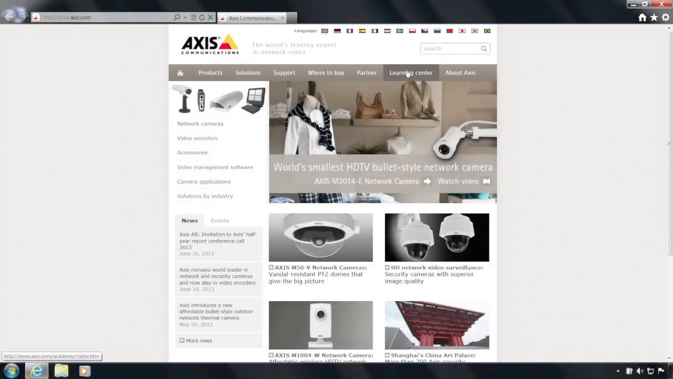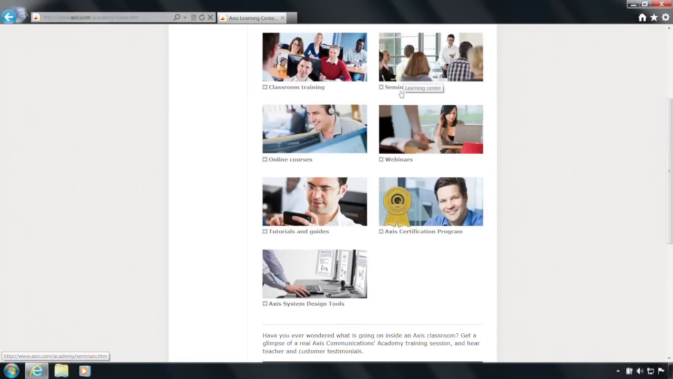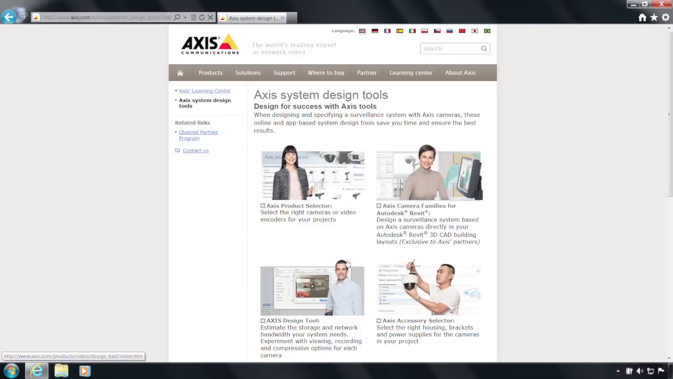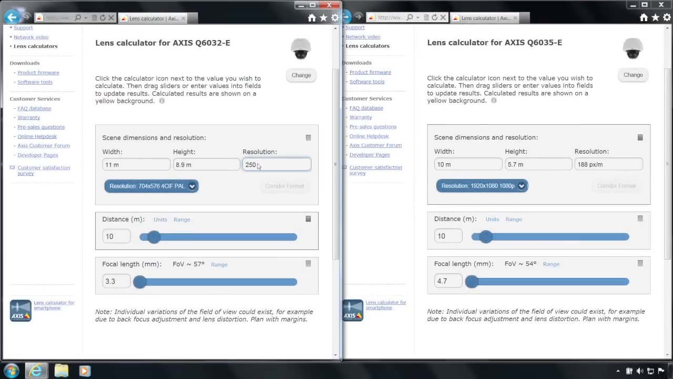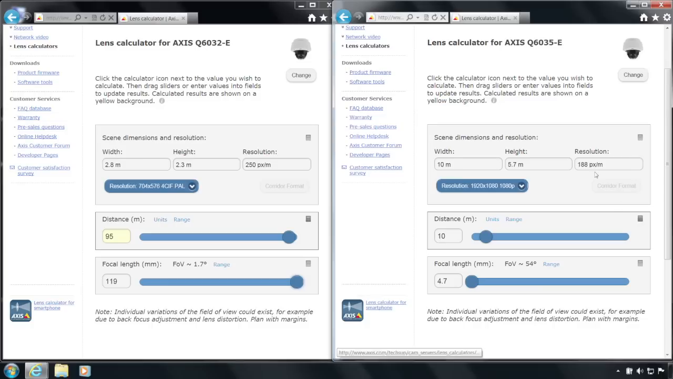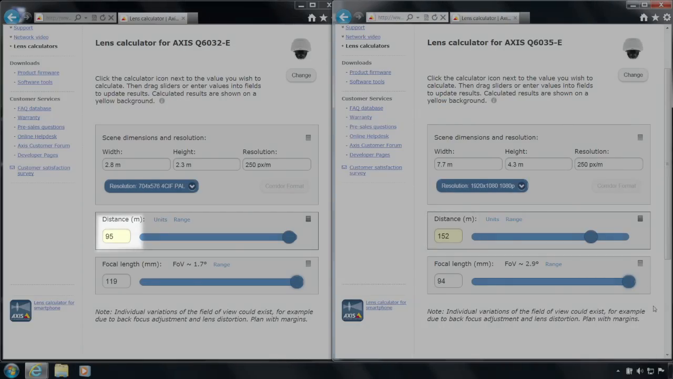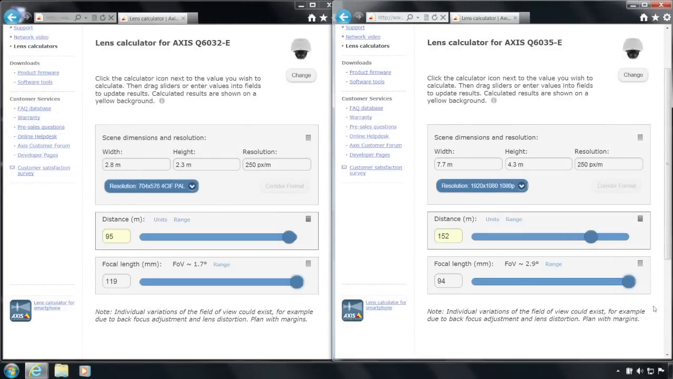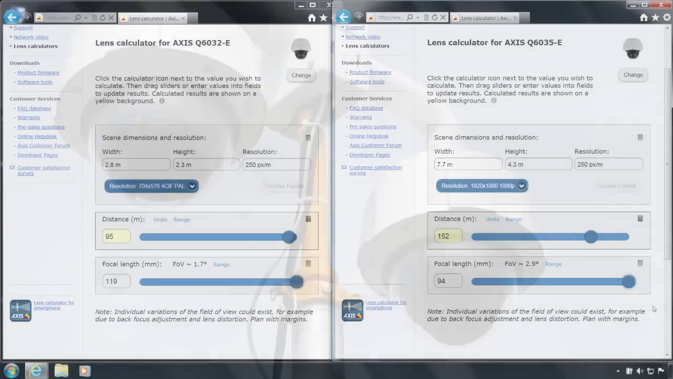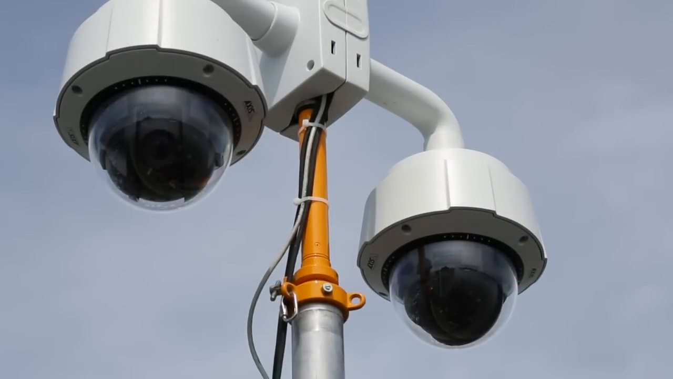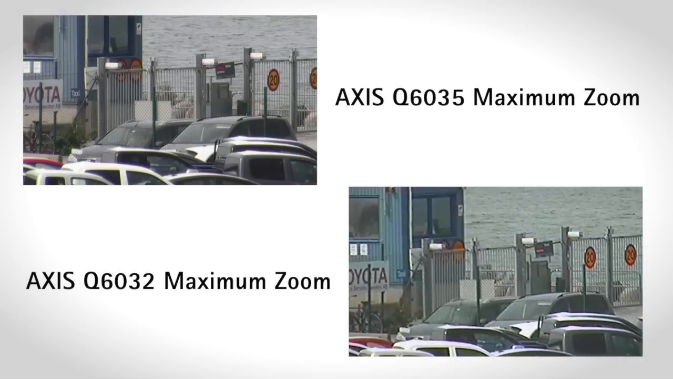Using the lens calculator, freely available on Axis.com, we can quickly determine the performance limits of both cameras. In this example, we'll calculate the distance at which the camera will produce 250 pixels per meter resolution at its maximum focal length. It seems the Q6035 with its lower zoom factor will actually see further, using a combination of optics and sensor resolution. A real-life side-by-side comparison confirms this.